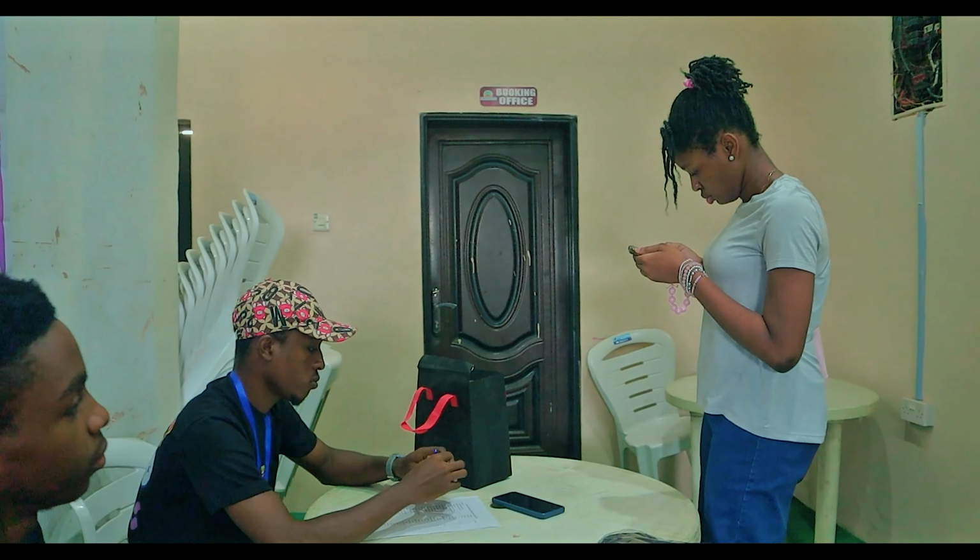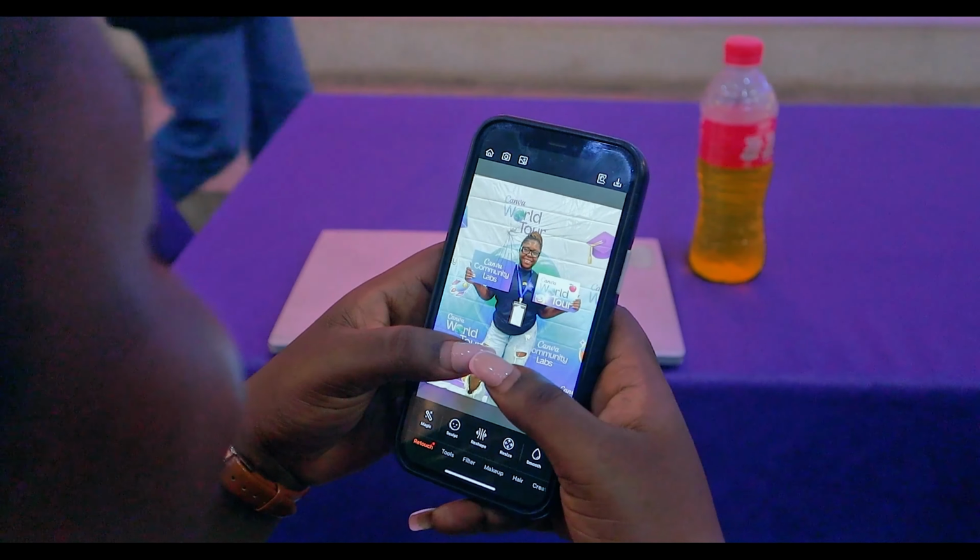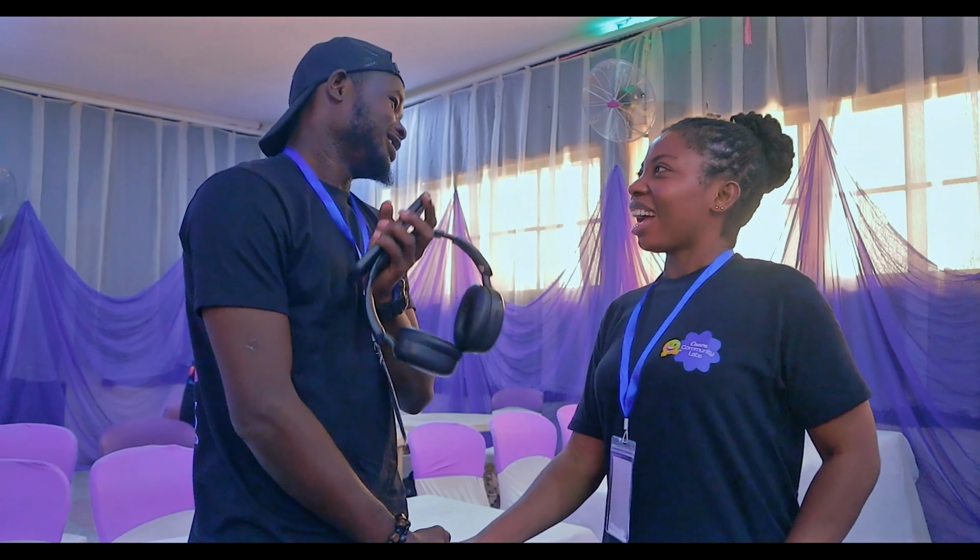Canva is on a mission to empower the world to design, and today, Canva Community Lab is happening in Lagos, and we are here to showcase our creativity and enjoy the power of design.